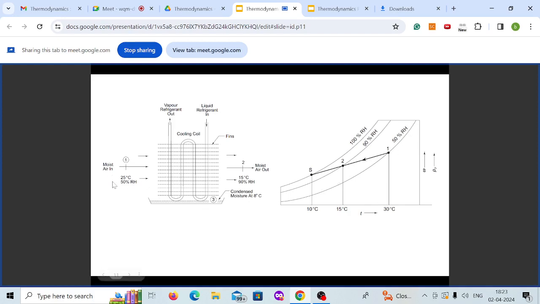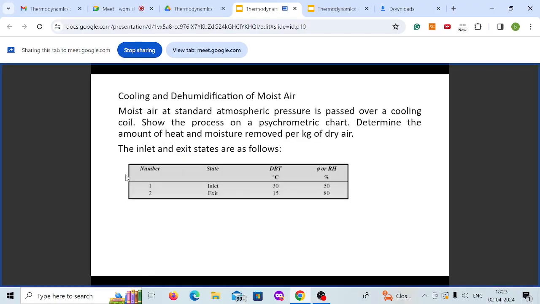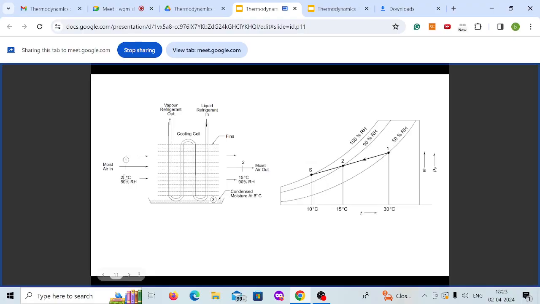So here we now know 2 points: the dry bulb temperature and the humidity. Here is 30 degrees Celsius, not 25 degrees. So 30 degrees Celsius and 50% relative humidity will be your state 1. The second state is 15 degrees Celsius and 90% relative humidity, which will be your state 2. If we join these two states, that is the process which is happening. If you extend that to 100%, that will be your dew point temperature.